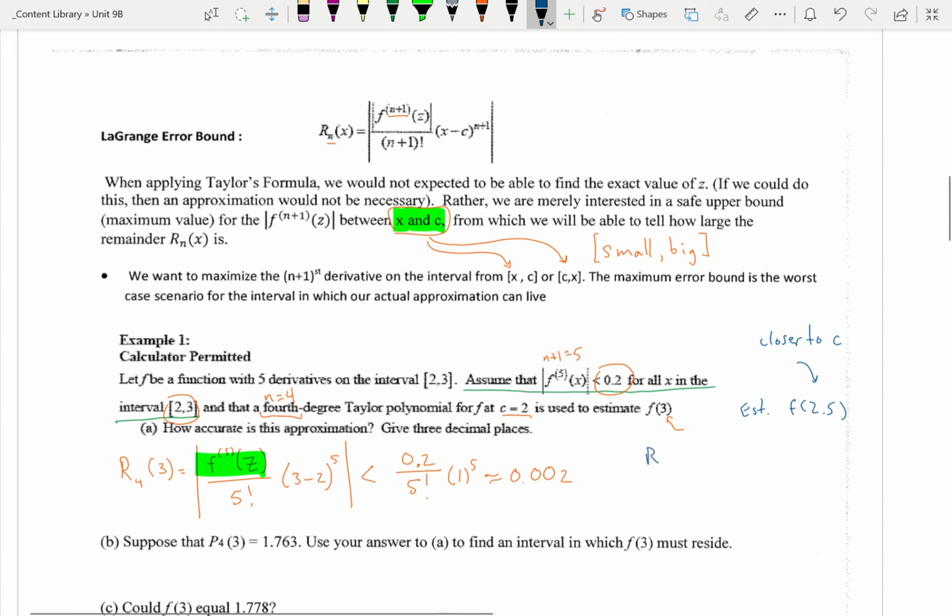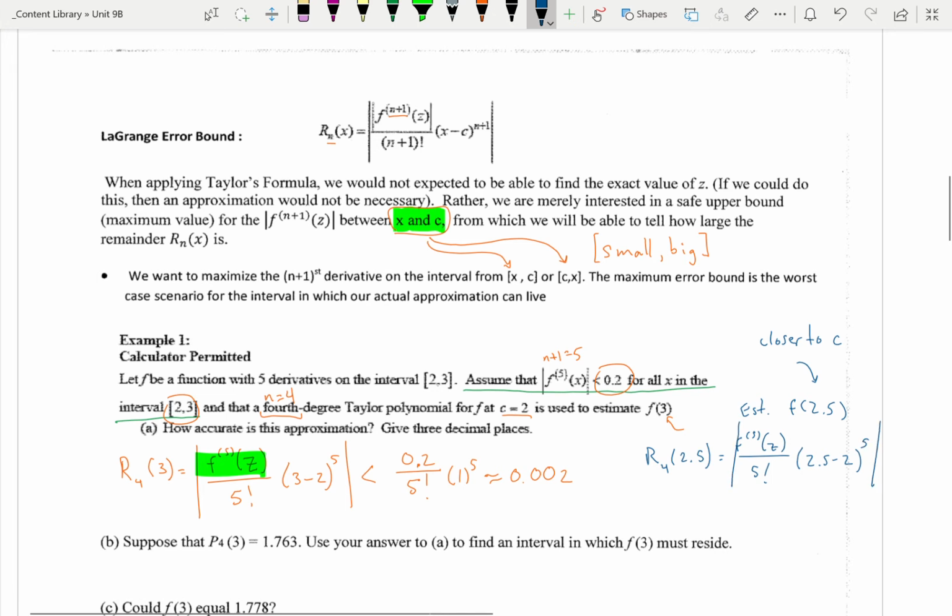If I do r sub 4, not of 3 anymore, these errors don't just depend on how many terms we go out to, but also on how close we are to that center, in this case the center of 2. So when we do r sub 4 of 2.5, it's almost the same stuff. We still have the fifth derivative evaluated at some mystery value z, and then it's still 5 factorial. Well, this time it's not 3 minus 2, it's 2.5 minus 2. But that's still being raised to the fifth power, okay?